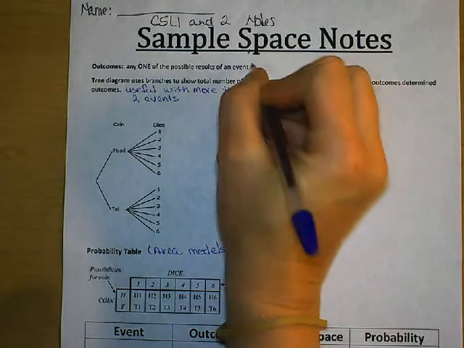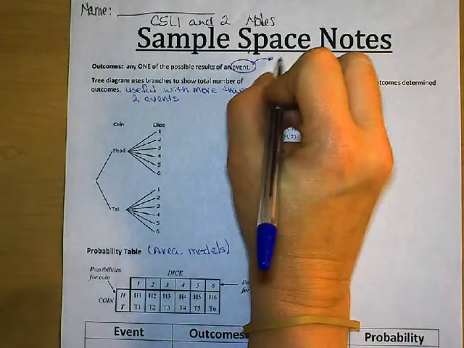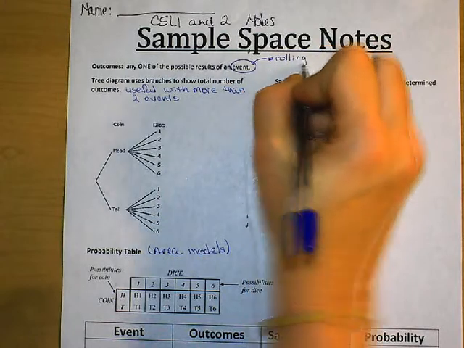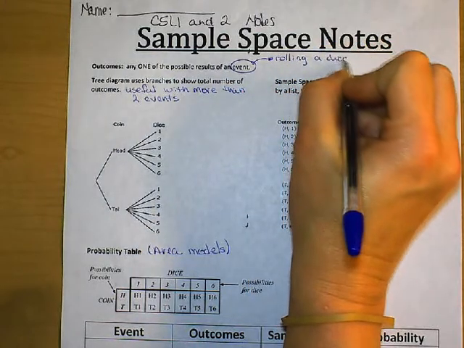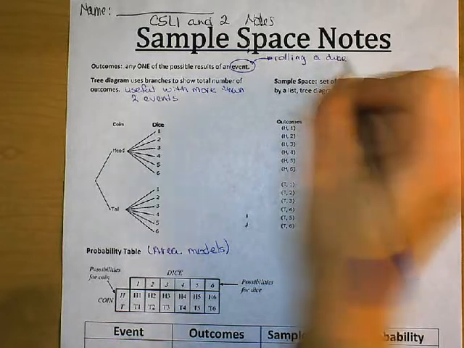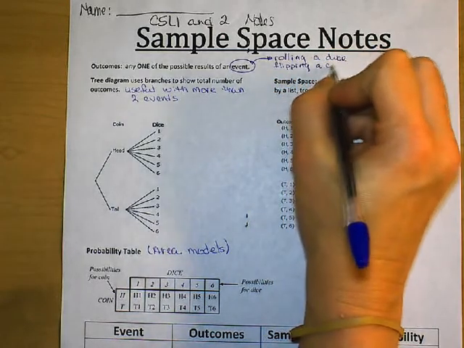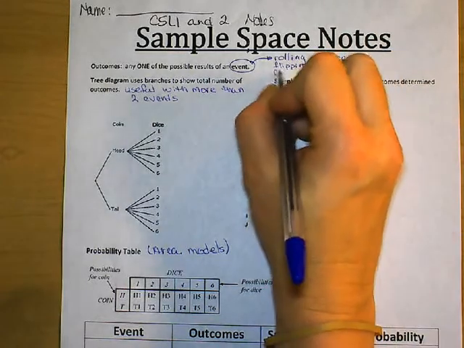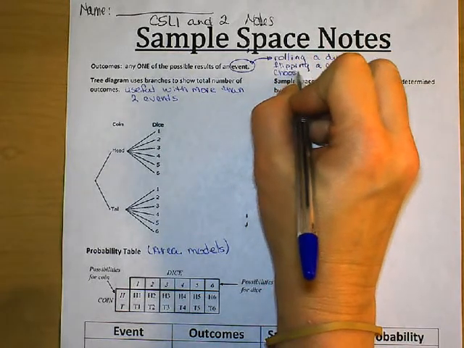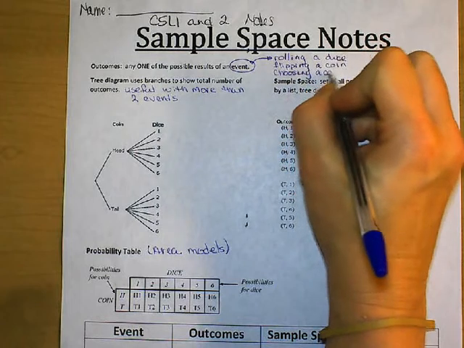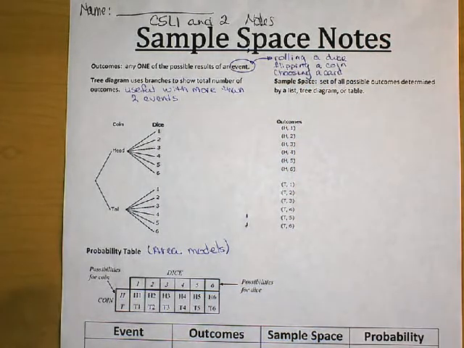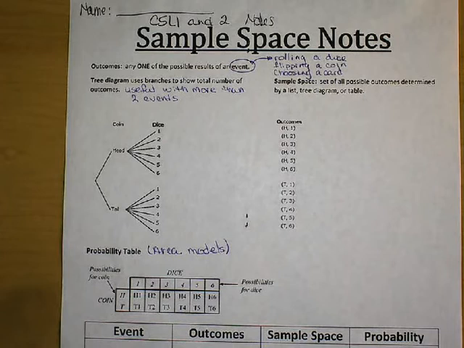An event can be rolling a dice, it can be flipping a coin, it can be choosing a card, anything similar to this. It could be choosing a shirt or choosing a menu item. Anything that creates an outcome is an event.